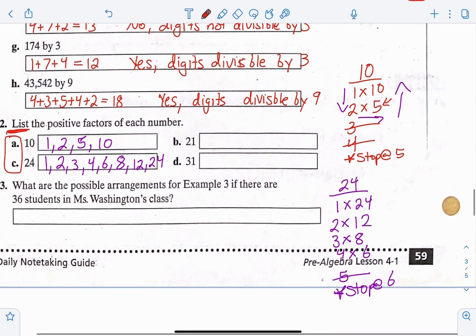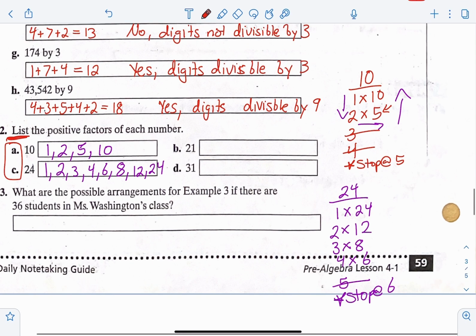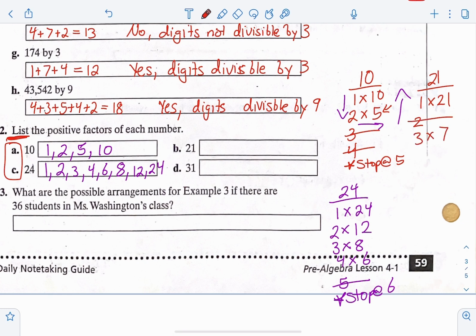All right, so I'm going to do the work for 21 over here off to the side. So we have 21. 1 times 21. 2 doesn't work. 3 times 7. 4 doesn't work. 5 doesn't work. 6 doesn't work. And then we stop at 7. So our list would be 1, 3, 7, and 21.